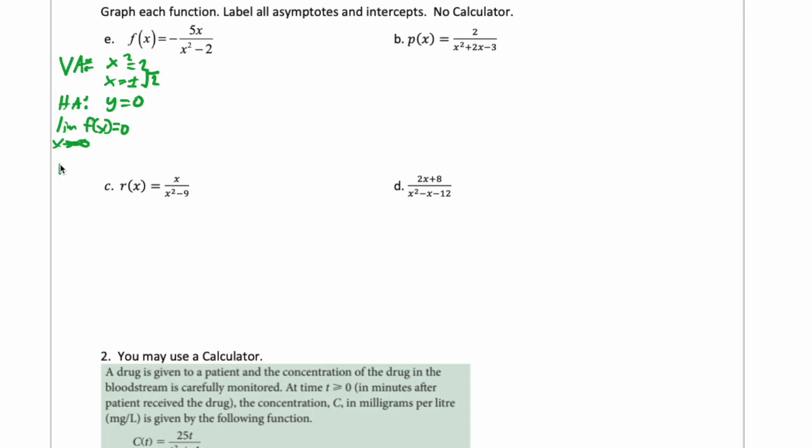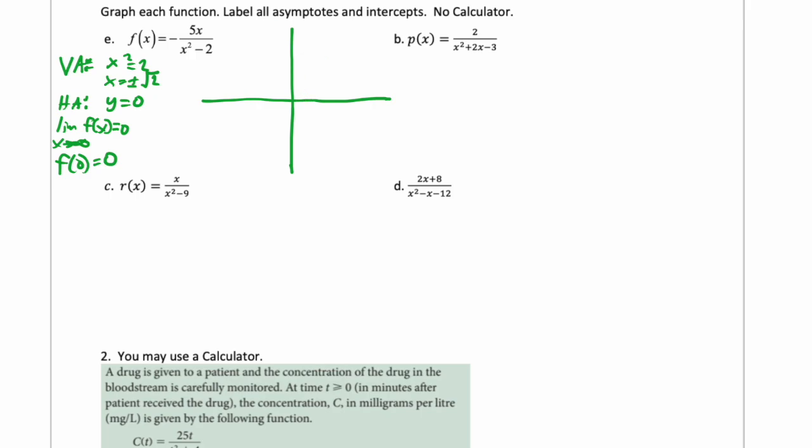And then, of course, the x-intercept and the y-intercept. f of 0 equals 0. Okay, so it does go through the origin. And that's actually going to be the y-intercept as well, so we don't need to calculate that. Okay, so let's start drawing this.